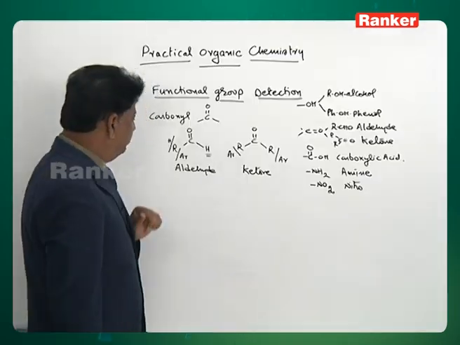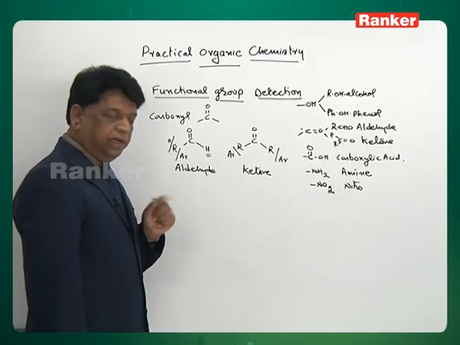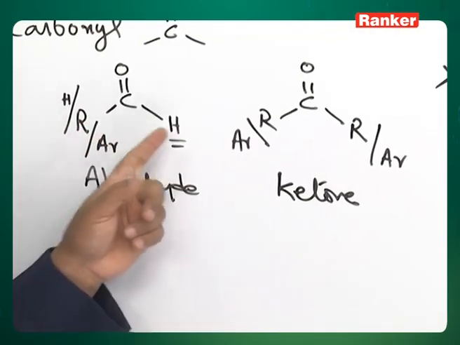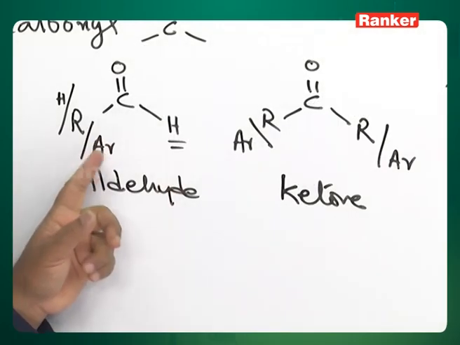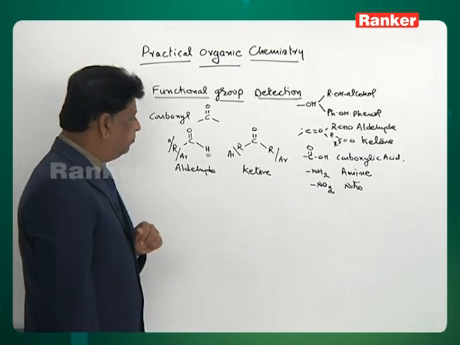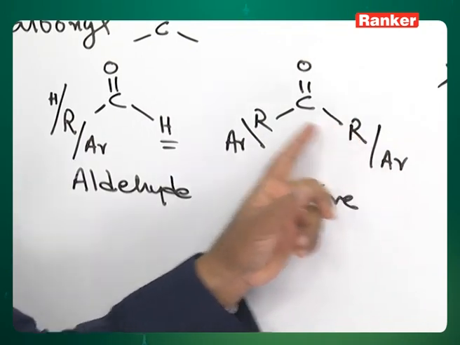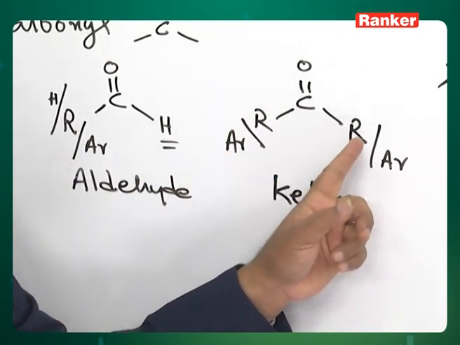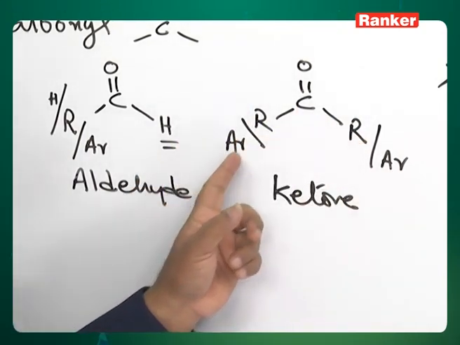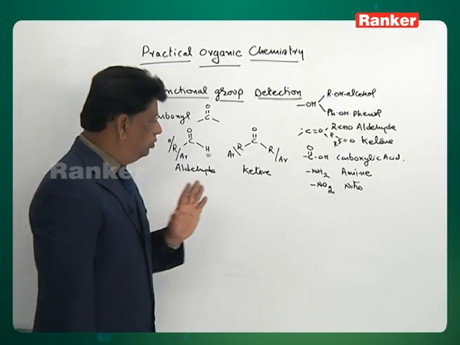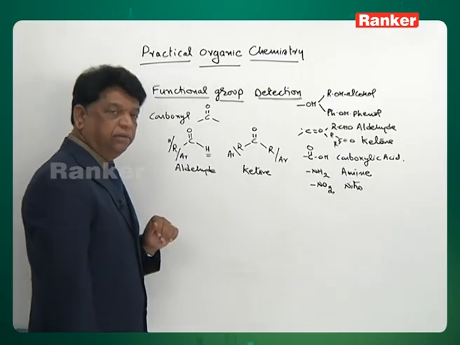Here aldehydes: both hydrogens, formaldehyde; one alkyl, one hydrogen, acetaldehyde type; aromatic aldehyde, benzaldehyde type. Here two alkyl, acetone; one aromatic, one alkyl, acetophenone type; both aromatic, benzophenone type. So three ketones and three aldehydes are possible.